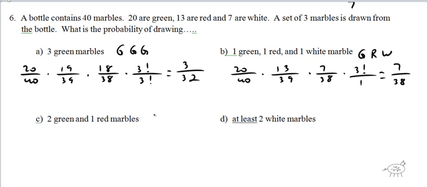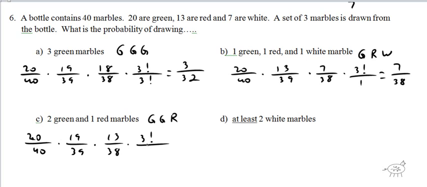Okay, 2 green and a red. Okay, it's going to be 20 out of 40. And another green, 19 out of 39. And then a red marble, which is 13 out of 38. And there are 3 letters to choose from. The green G's repeated twice, and the red's repeated 1 time. So we get 1/4.